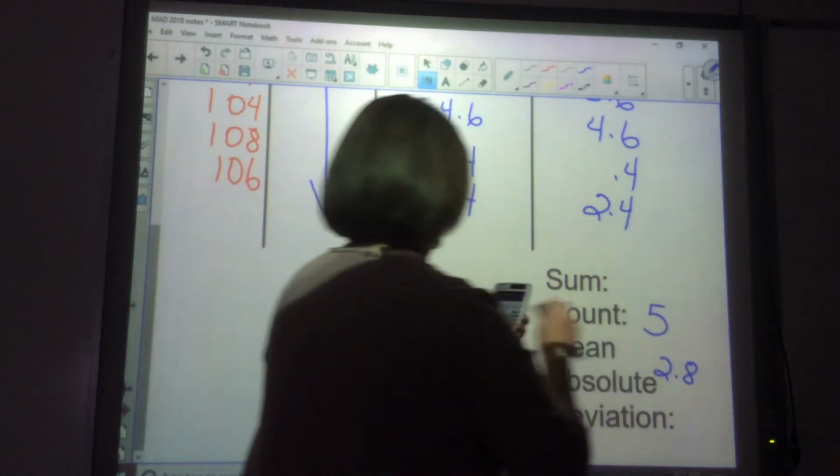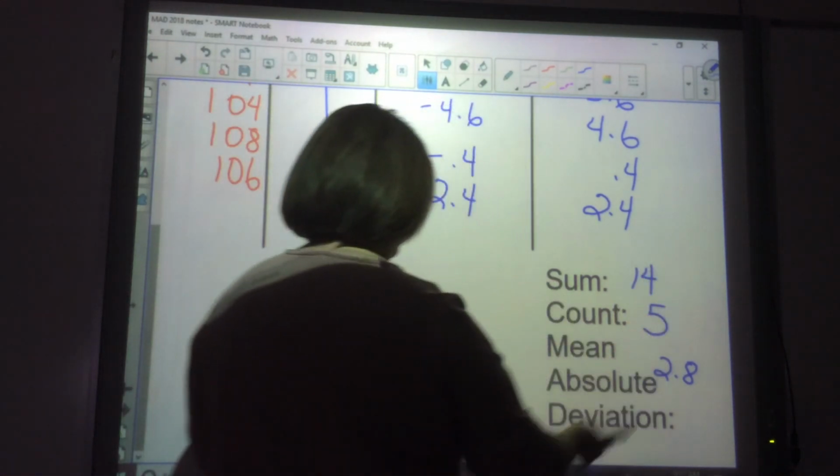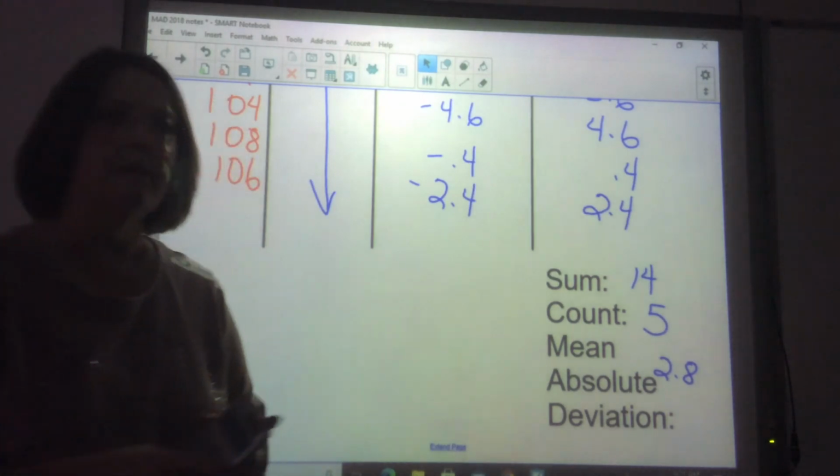There were 5 of them here. That total was 14. All right. That's how you do the mean absolute deviation.